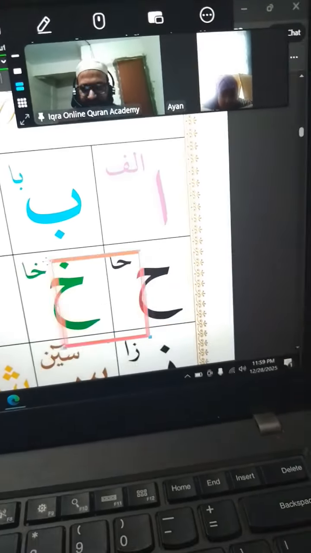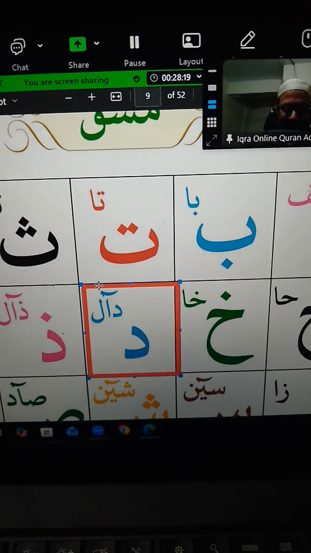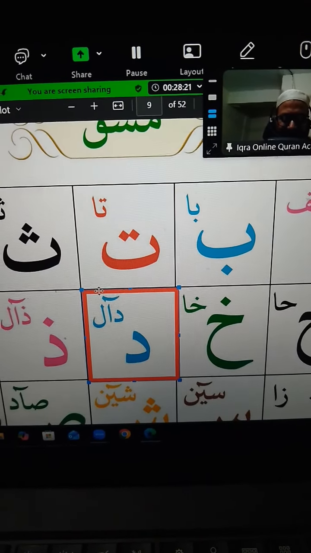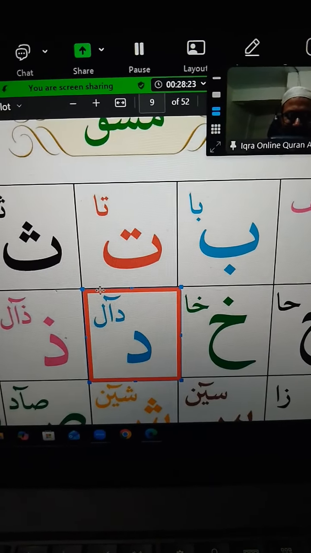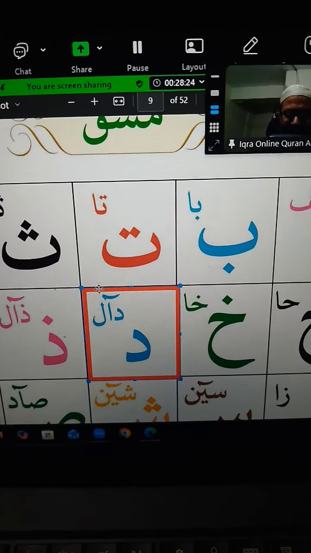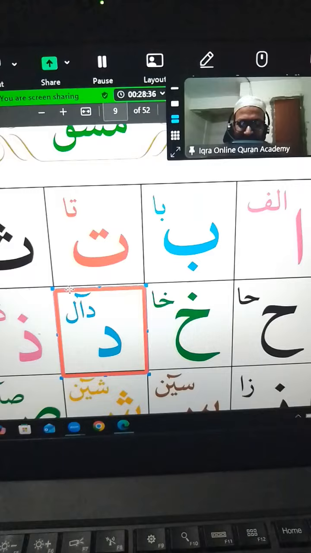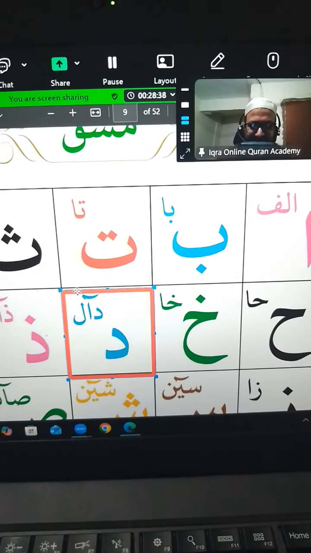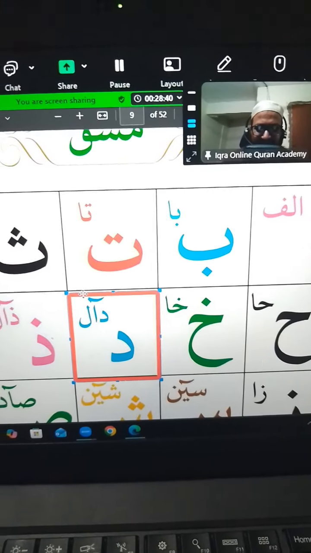And next one, as I told you many times, Dal. It's Dal. Zal not. This is with dot on top. This is Zal. And this one without dot, the sister of Zal. This is the Dal.